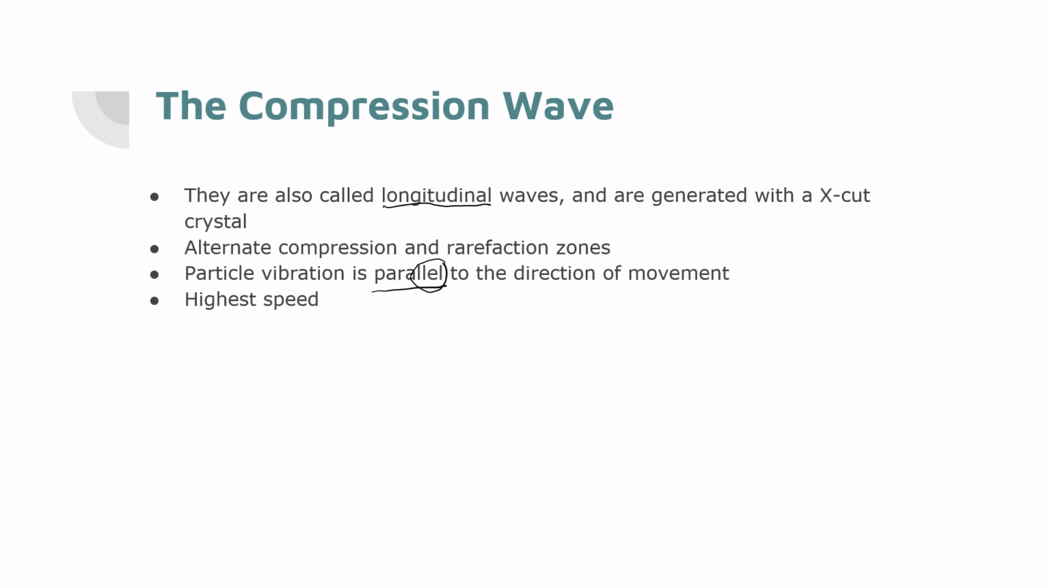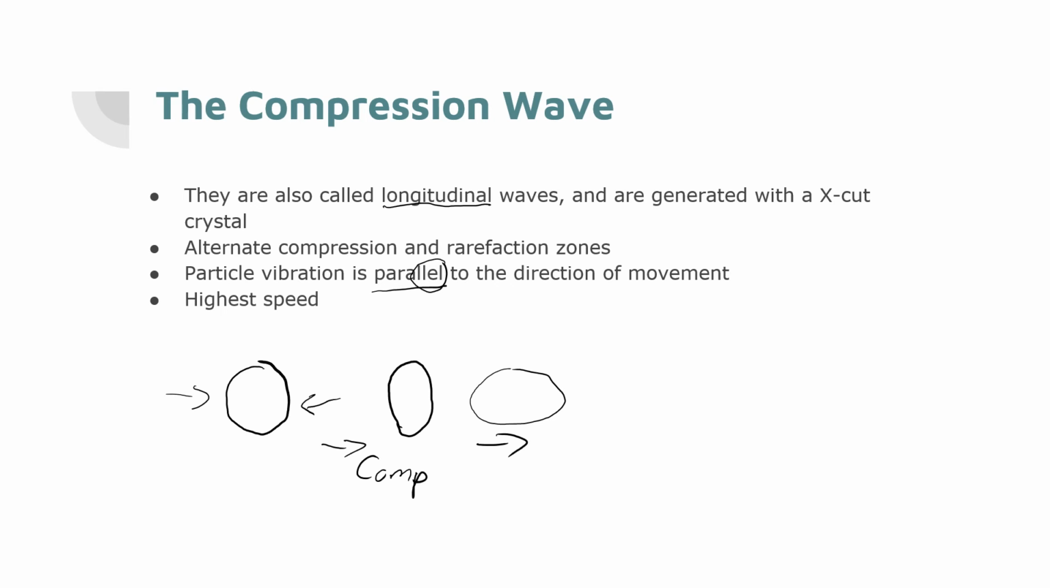So what's meant by a compression and a rarefaction zone? If this is the particle at rest, once the energy is impacted on it, it will compress, so it will become like more egg-shaped. This is the compression zone, and then it will release this energy, so it will become more like this. And this is the rarefaction zone. Now on a graph, this will typically be a good old sine graph to show what the compression zones are and what the rarefaction zones are.